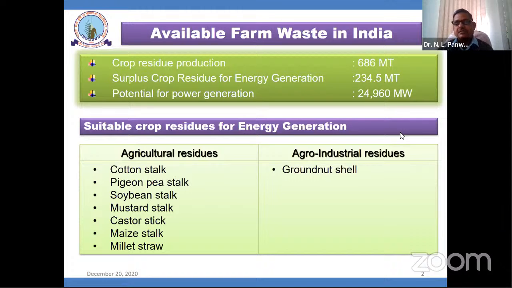As far as the potential is concerned, 234.5 million tons of crop residue has around 25 megawatts of electricity generation potential. There are different conversion routes through which we can convert crop residue into usable forms of energy. The suitable crop residues for energy generation are cotton stalk, which is not consumed as animal feed, pea stalk, soya stalk, mustard stalks, maize stalks, millet straw, and from agro-industrial residue, groundnut shell also.